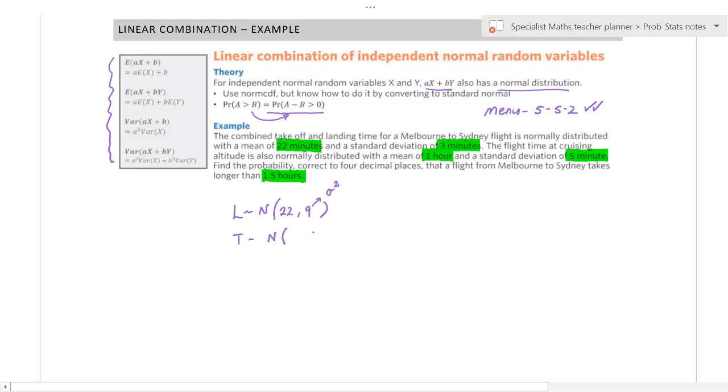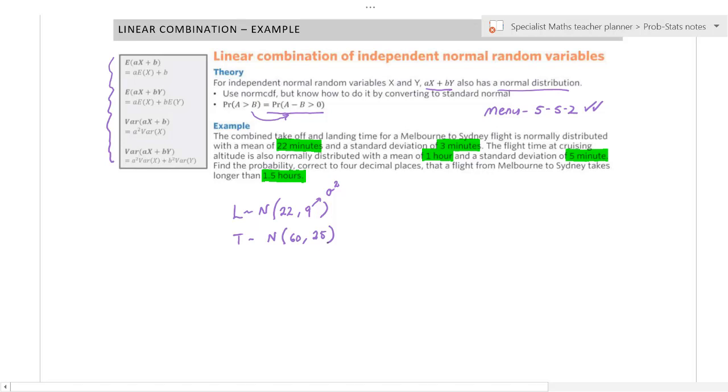And it says here that the flight time is normally distributed with a mean of 1 hour. Well, you've got to be consistent, don't you? It would make sense to do everything in minutes. So that's going to be a mean of 60 minutes. And it says here a standard deviation of 5 minutes. So it's not 5, it's 5 squared, which is 25. Okay, so we're off to a start.